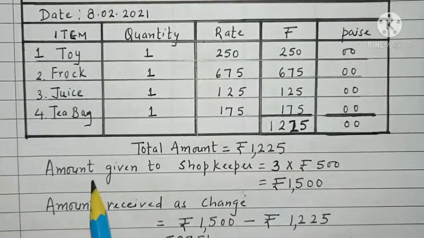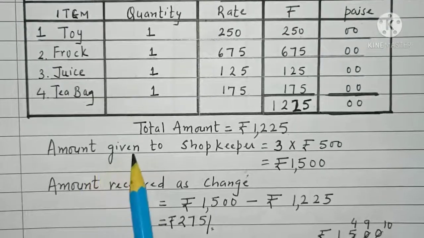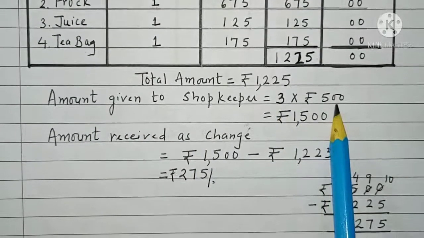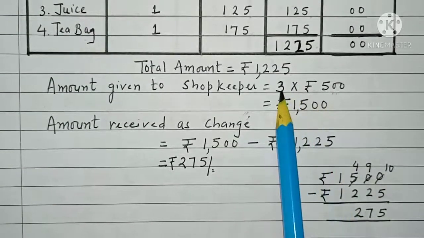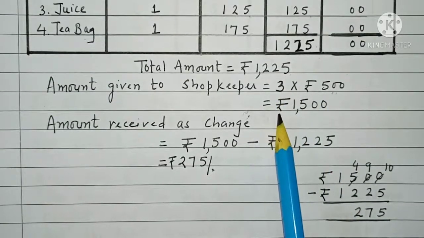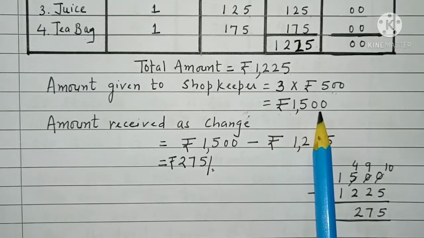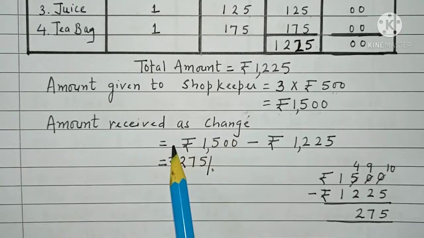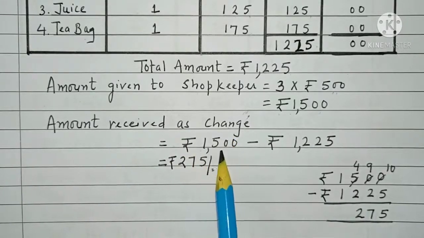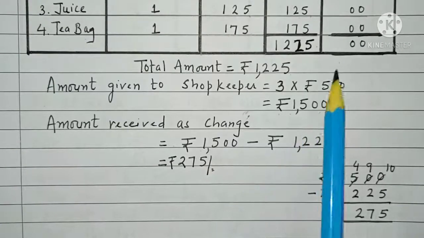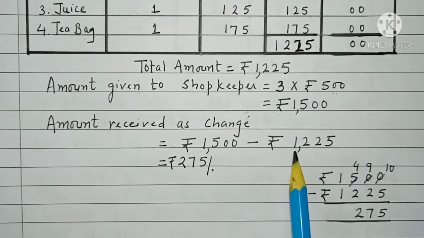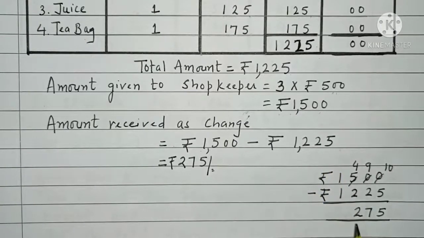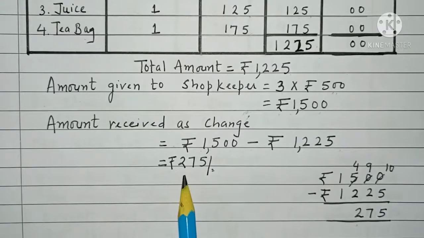Now, as the amount given to the shopkeeper is 3 notes of rupees 500. So, multiplying rupees 500 by 3, the answer comes out to be rupees 1500. So, amount received as change is equal to rupees 1500 minus the amount of the bill, that is rupees 1225. Subtracting, we get the answer as balance rupees 275.